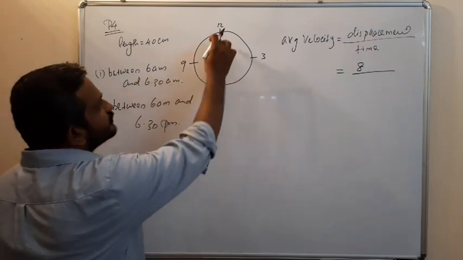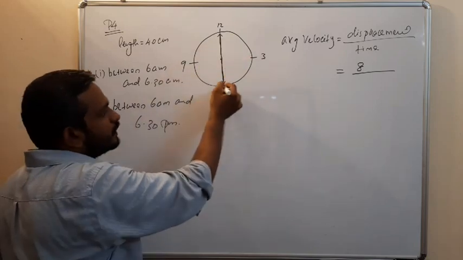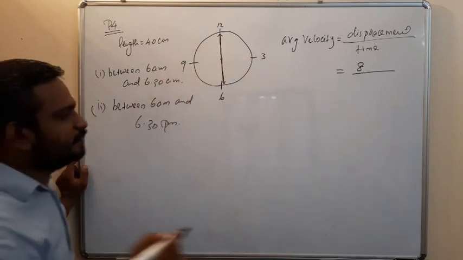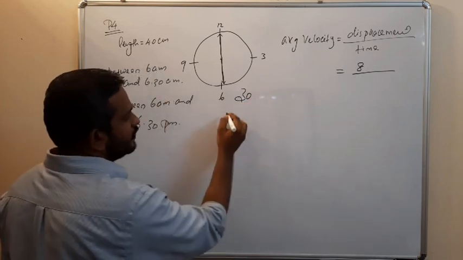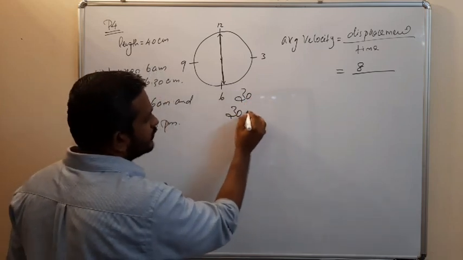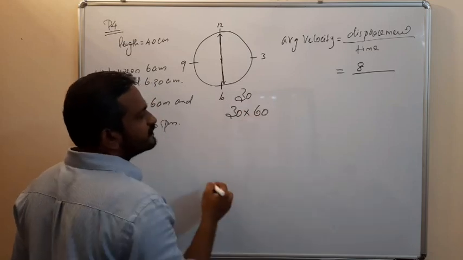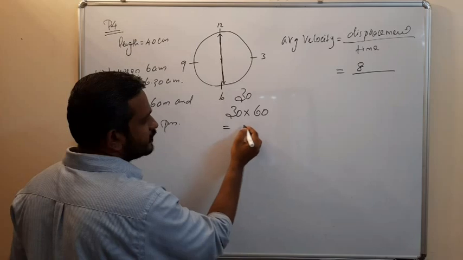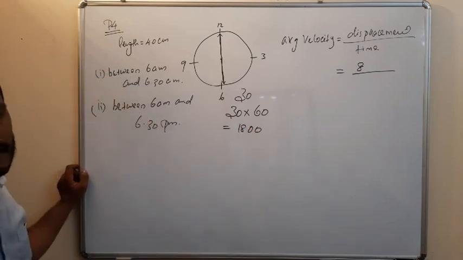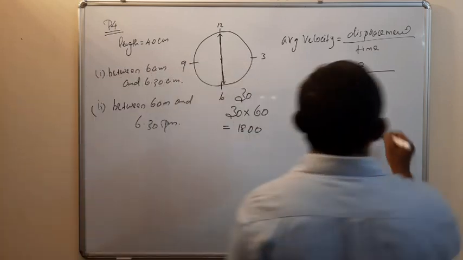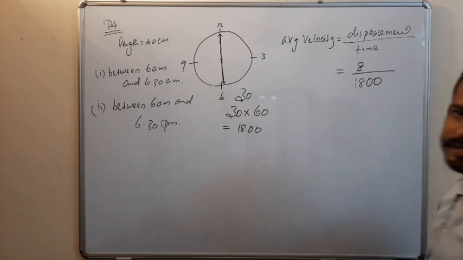So 6 a.m. to 6:30 a.m. means, what is the time taken to reach from here to here? That is 30 minutes. We have to convert it into seconds. So 30 into 60, that is 1,800 seconds. So 8 divided by 1,800. Clear?